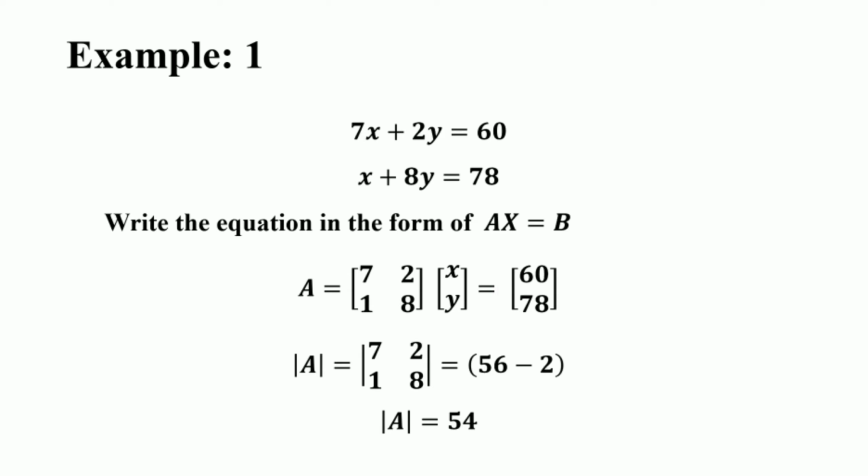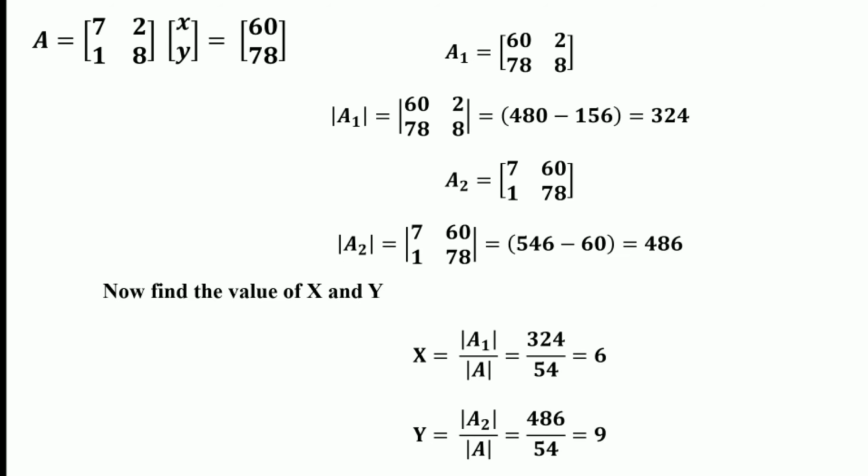The next step is to find the determinant of the given matrix A. So the determinant of the given matrix is equal to 7 into 8 minus 2 into 1, which is 56 minus 2, which is equal to 54. So 54 is the determinant of the given matrix A.